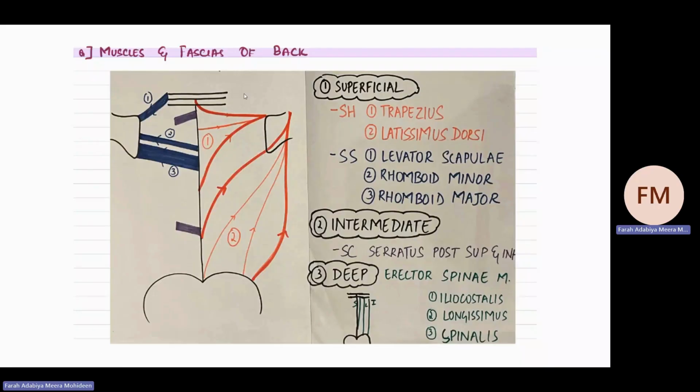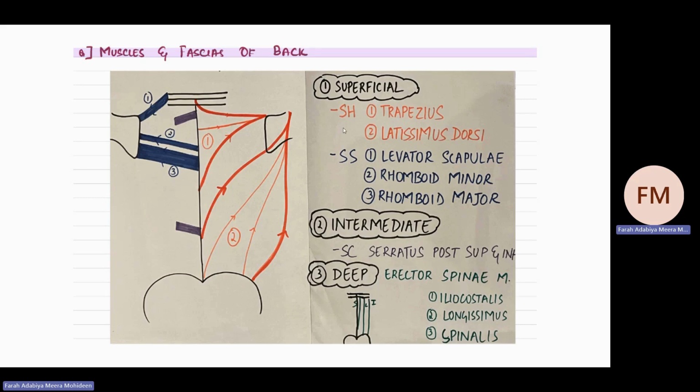In this video, we'll be talking about the muscles and fascias of the back. First, we'll be talking about the muscles of your back. You can divide them into three layers: superficial, intermediate, and deep muscles of the back. In the superficial layer of your back muscles, you have two groups of muscles according to their origin and insertion.